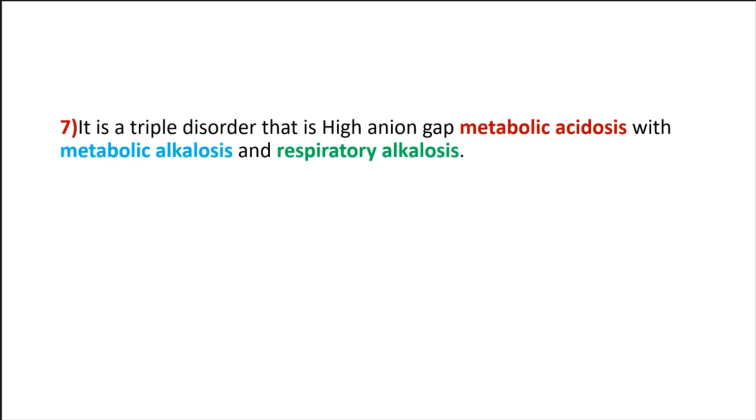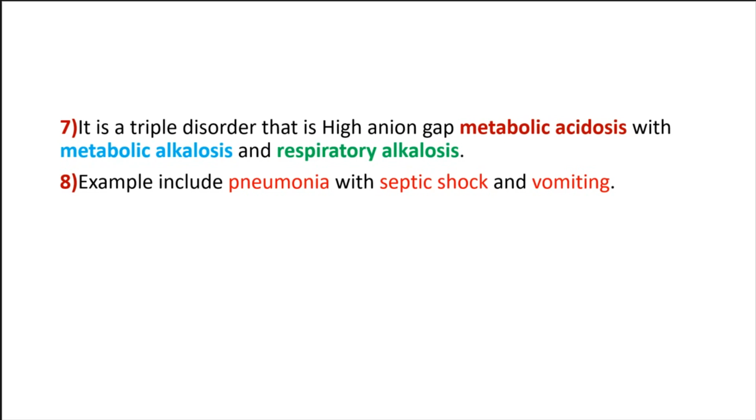7. It is a triple disorder, that is, high anion gap metabolic acidosis with metabolic alkalosis and respiratory alkalosis. 8. Examples include pneumonia with septic shock and vomiting.